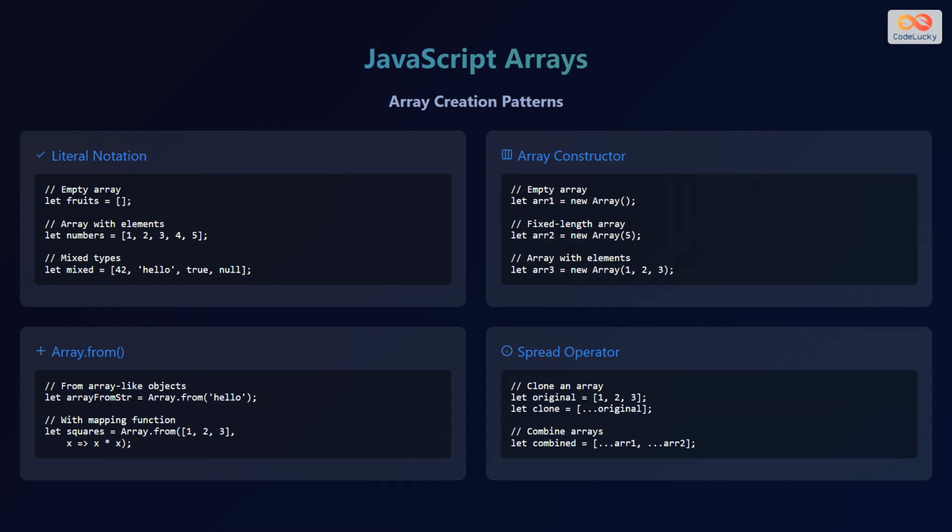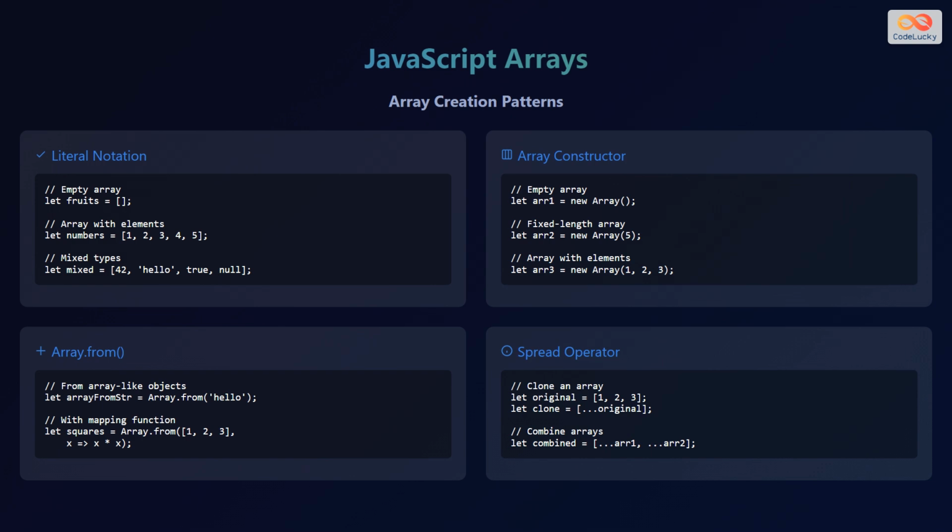Let's explore JavaScript arrays. Arrays are essential for storing and managing collections of data. We'll begin by looking at different ways to create them. The first method is using literal notation, where you use square brackets. An empty array is created using empty square brackets. To create an array with elements, simply include the elements separated by commas within the square brackets.